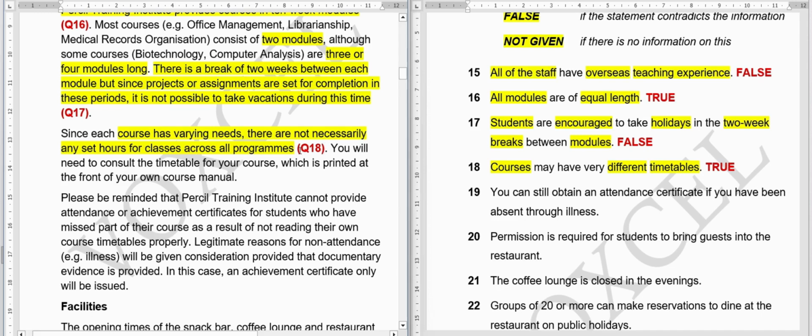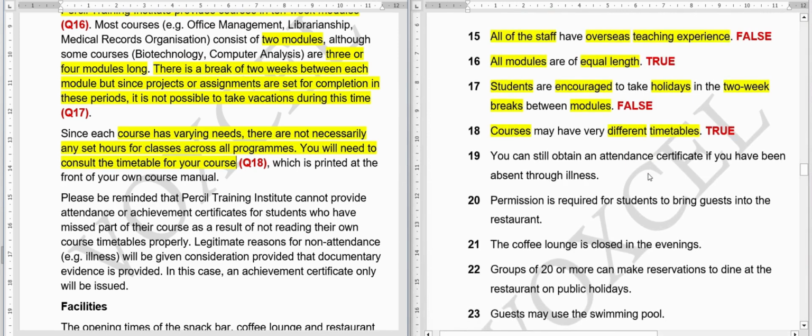Okay, let me do this. Let me include this also. Let me do this, so it will make it a bit more clear. I hope it is clear. Moving on to the next question, number 19.